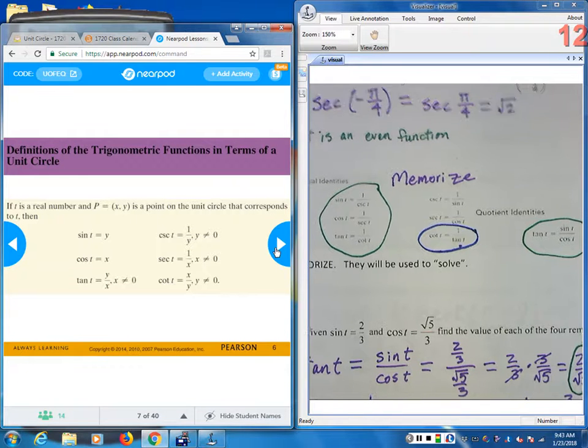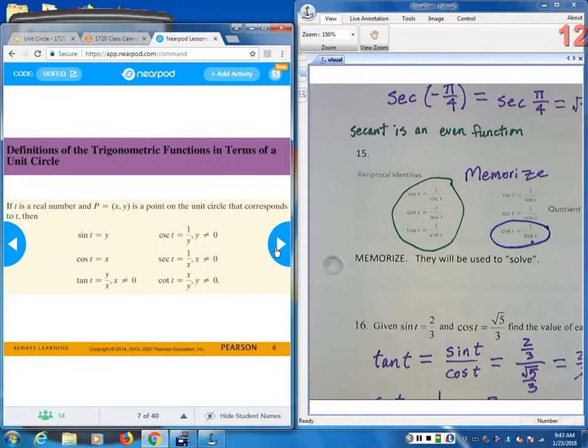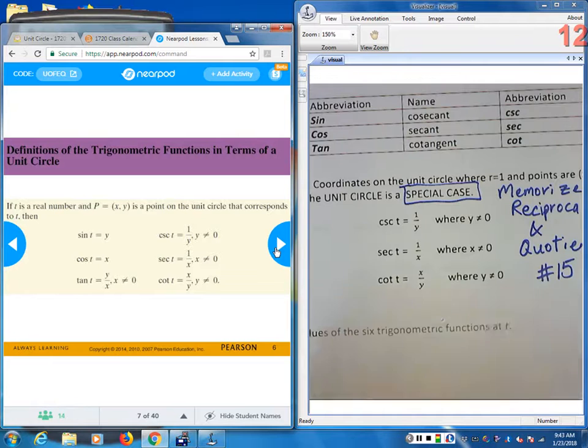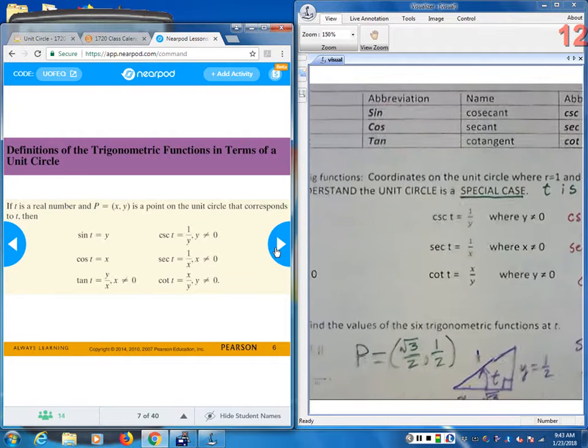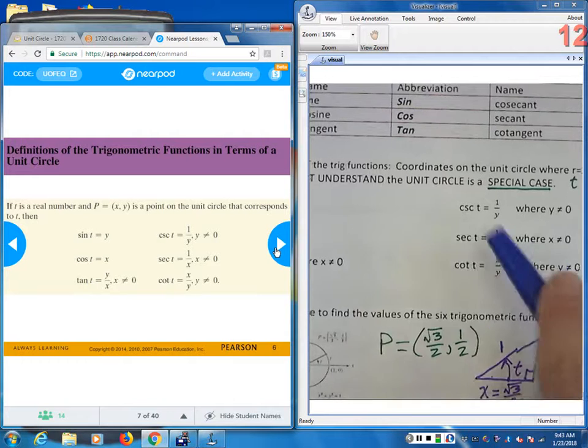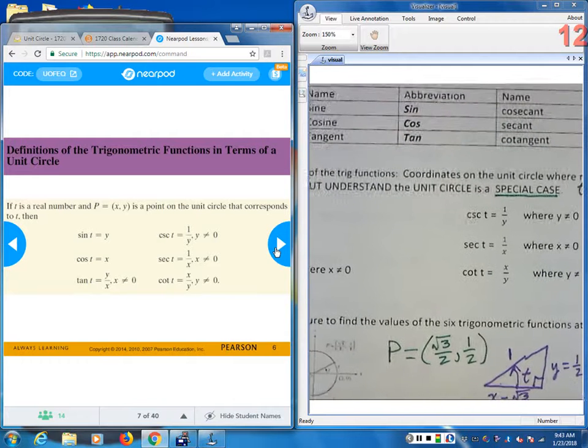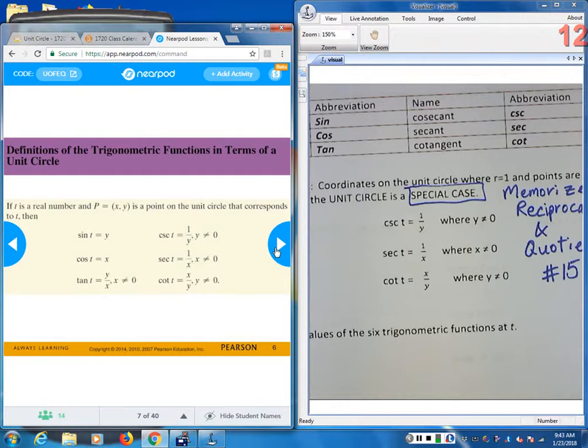So that's number 15 on a few pages back. You don't have to fill your brain with all of this if you just memorize that and then use it to find these in the special case.